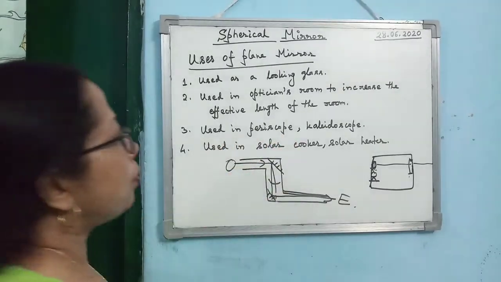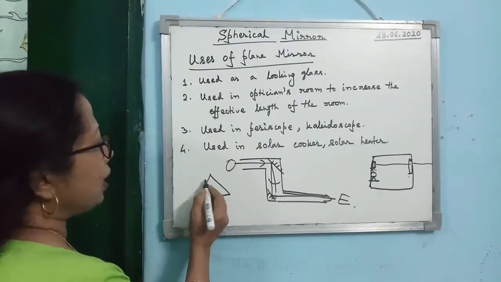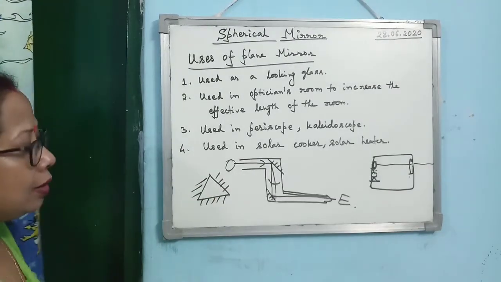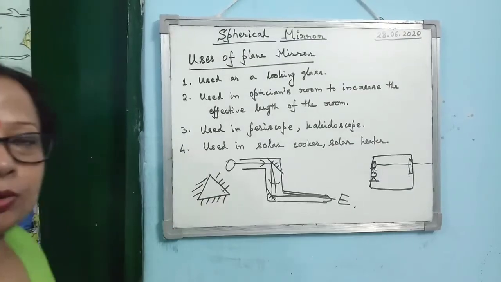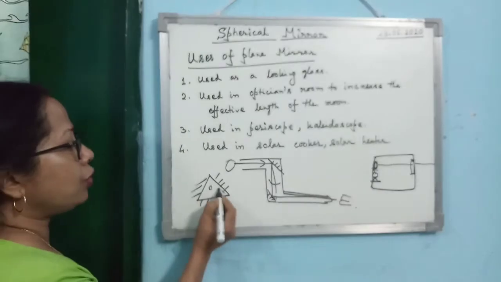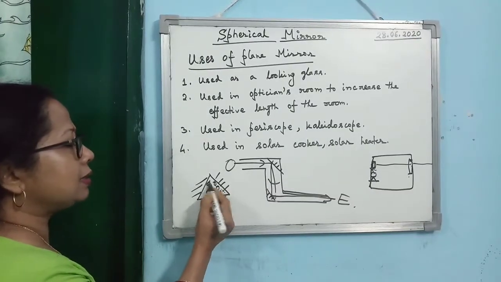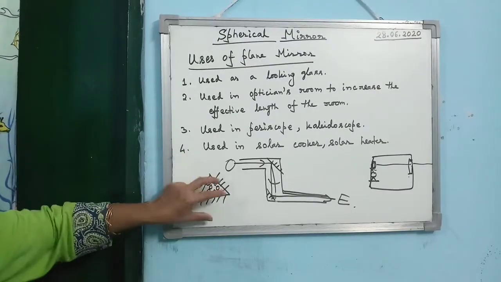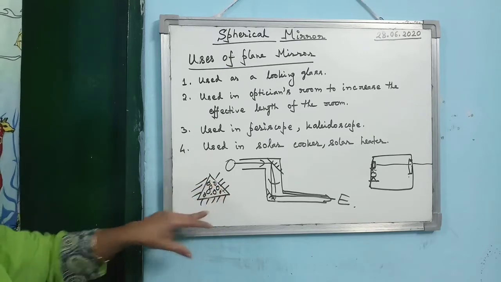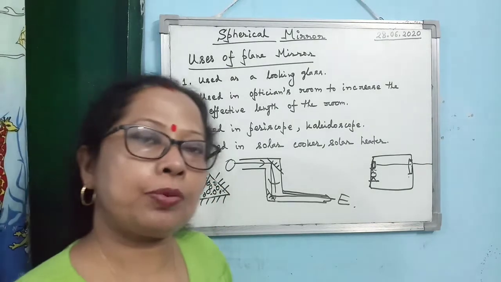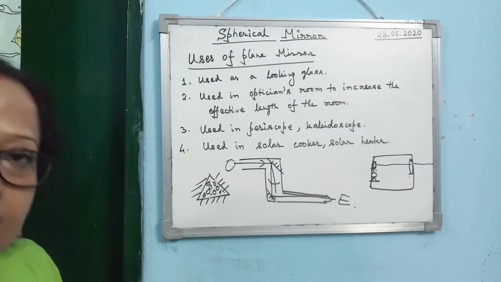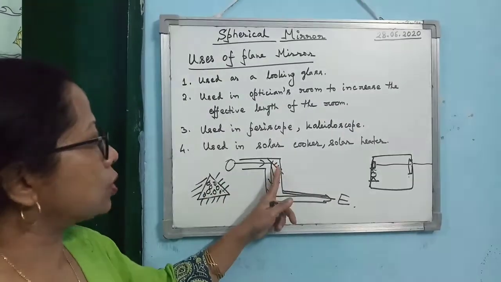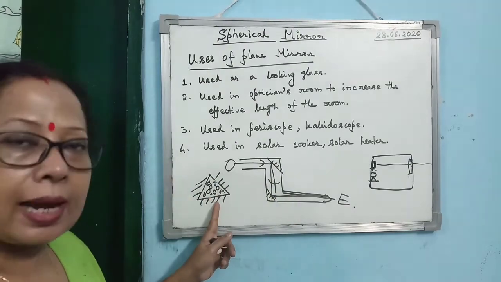And in kaleidoscope, what is there? There are three mirrors. They are set like this, forming an equilateral triangle. Then in between, if you place any colored broken glass, when you look at the colored glass through the mirrors, you will see it produces different kinds of patterns. That is known as kaleidoscope. So plane mirror is used in periscope, plane mirror is used in kaleidoscope.